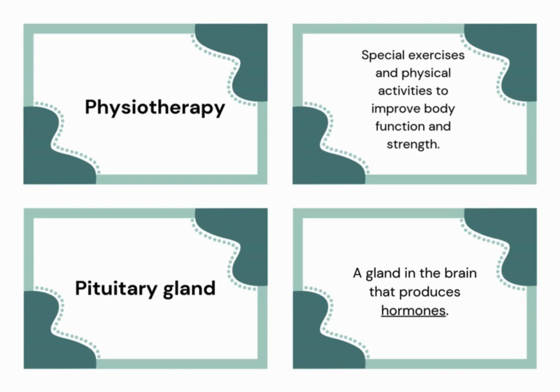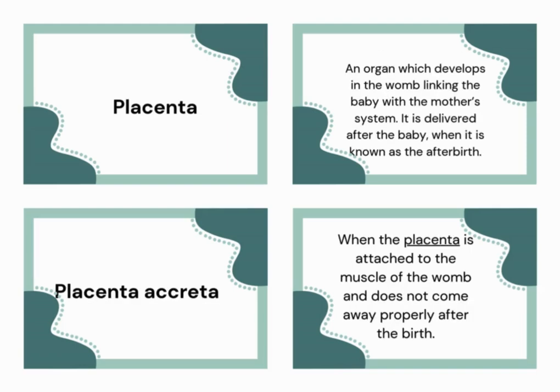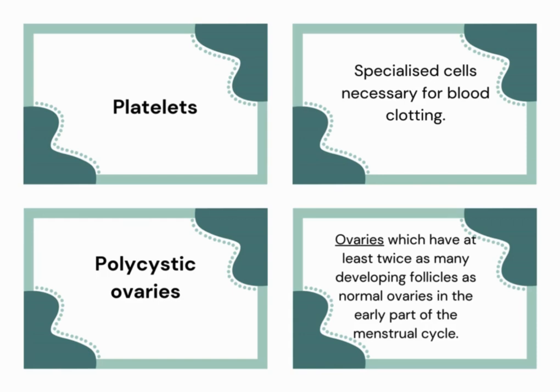Pituitary gland, a gland in the brain that produces hormones. Placenta, an organ which develops in the womb, linking the baby with the mother's system. Placenta accreta, when the placenta is attached to the muscle of the womb and does not come away properly after the birth. Platelet, specialized cells necessary for blood clotting.